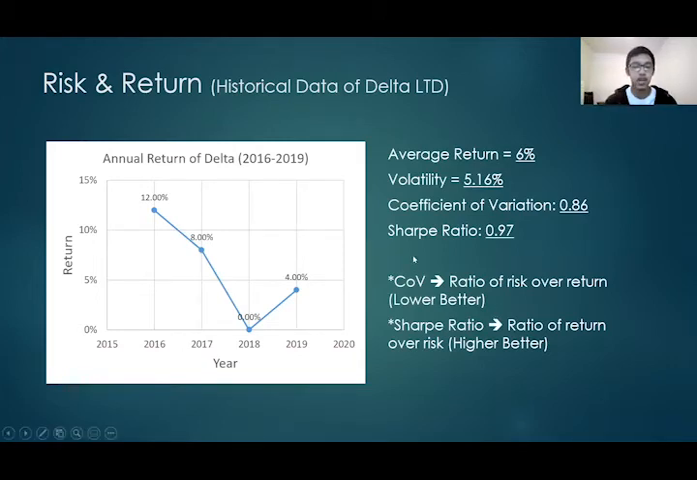And if we take a look at the Sharpe ratio, we calculate it at 0.97. The Sharpe ratio is a ratio of return over risk, so the higher the Sharpe ratio, the better for Delta.